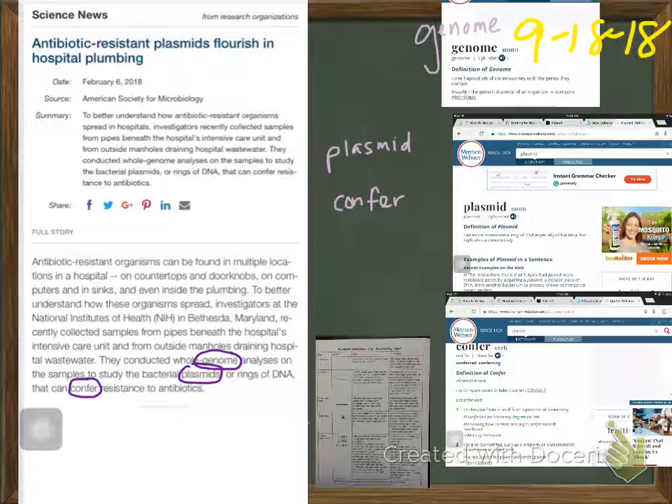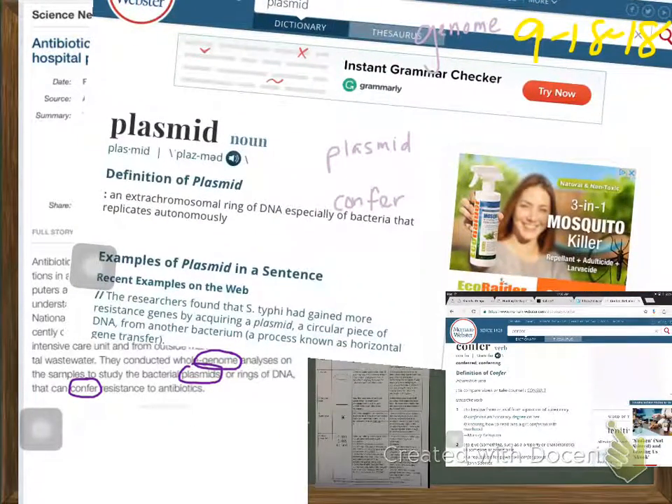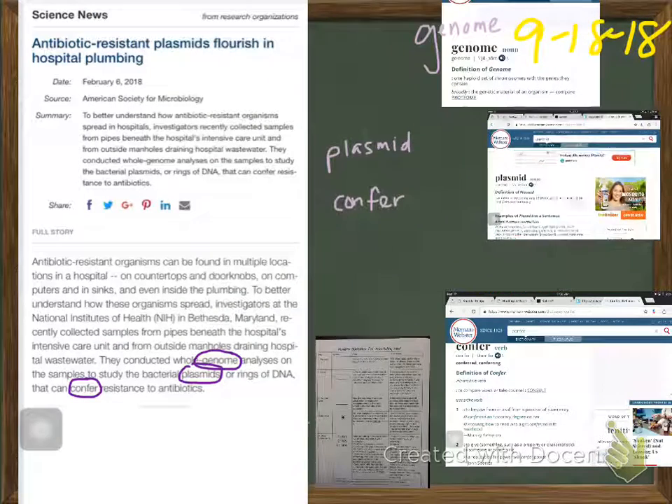Genome analysis on the samples to study bacterial plasmids. Wait, what's a plasmid? Extrachromosomal ring of DNA, especially in bacteria, that replicates autonomously. Okay, so a plasmid is a piece of DNA. I get that. I don't really know what extrachromosomal means yet, so I'm going to make a note to myself that there's one word in there I'm not sure of, but I know it's a ring of DNA. Does that fit with the context of the article? Conducted a whole genetic analysis on the samples to study bacterial plasmids, rings of DNA. Oh, they said that. Okay, I'm good.